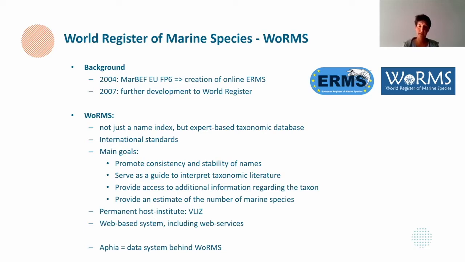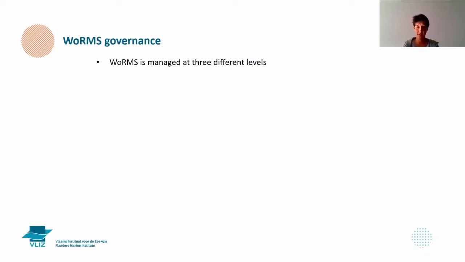Very relevant is that AFIA, so the database structure as a whole, is not limited to marine information. It can also perfectly capture non-marine information and species, which means that the information that we have in AFIA is a combination of marine, freshwater, and terrestrial species. And it's just the way that things are displayed where we make distinctions between what is marine and non-marine. That will get clear a little bit further in the presentation.